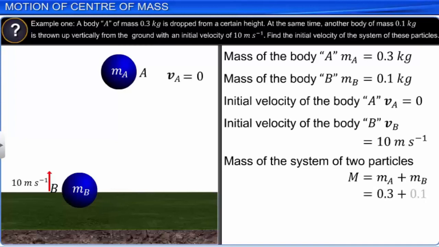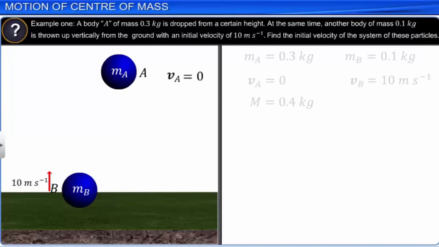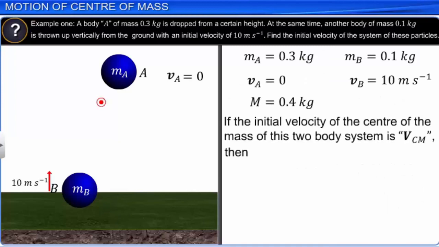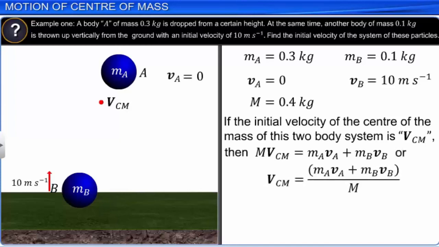If the initial velocity of the center of mass of this two-body system is vcm, then m into vcm is equal to mava plus mbvb, or vcm is equal to (mava plus mbvb) by m, which is equal to (0.3 into 0 plus 0.1 into 10) divided by 0.4, equal to 2.5 meter per second.